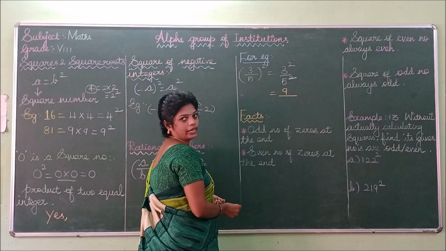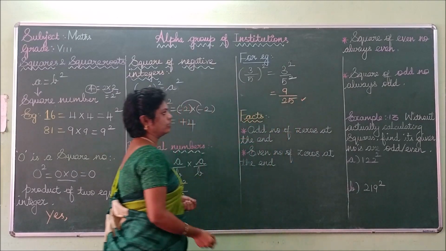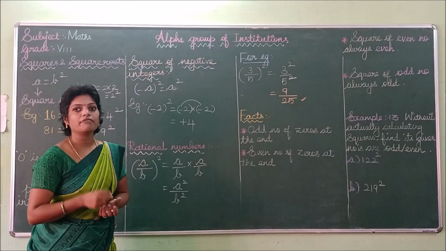Then what is 5 square? 5 into 5 is 25. So this is our answer. Then we are going to discuss about the facts.